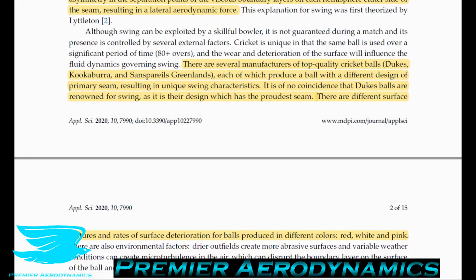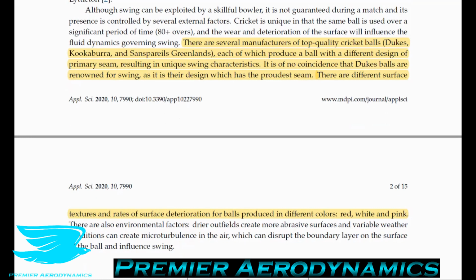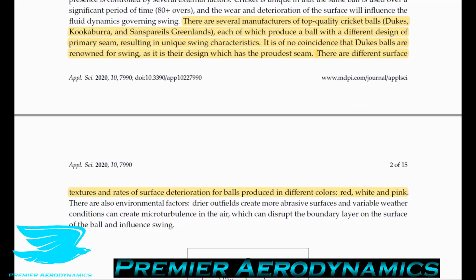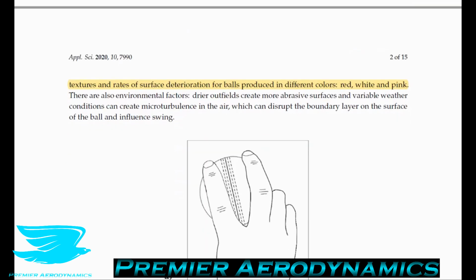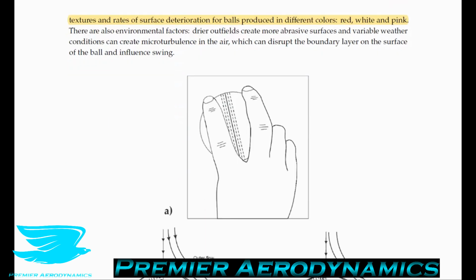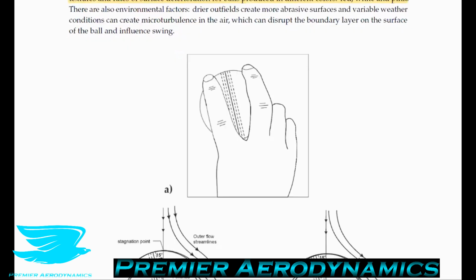There are different surface textures and rates of surface deterioration for balls produced in different colors: red, white, and pink. So that's amazing. You can get different color balls, and that different coloring affects the rate of surface deterioration, which then would affect when the reverse swing comes into play and all that. So such a minor thing that we don't really consider, such as color, does actually have an effect on a cricket ball's aerodynamics. So maybe red does go faster overall, I don't know.